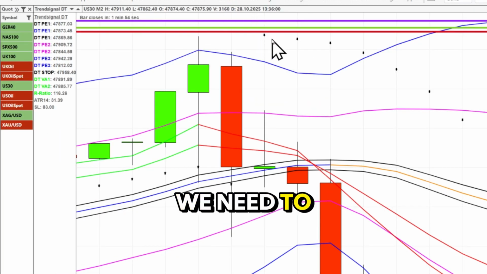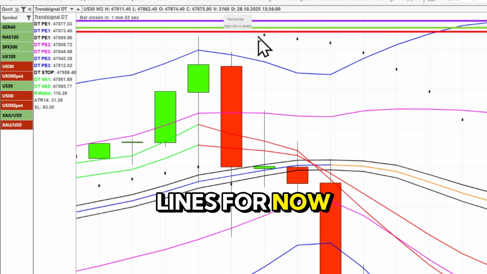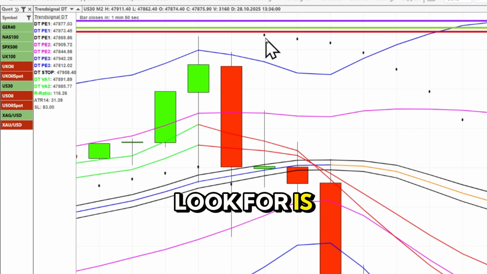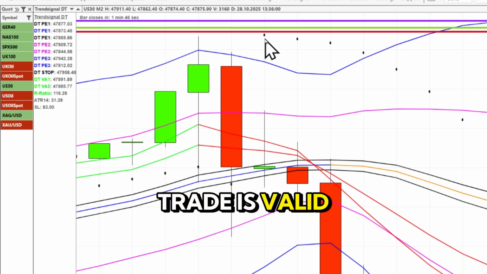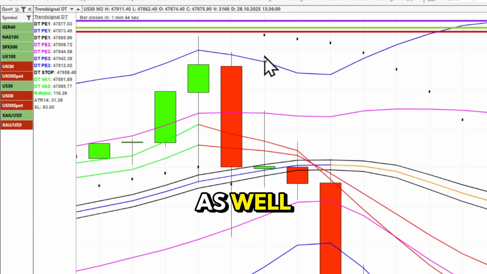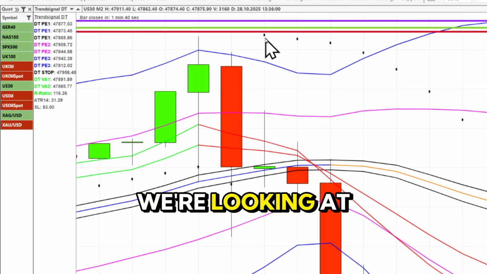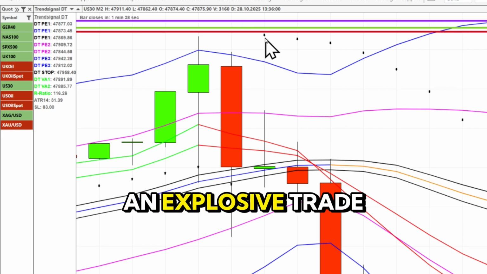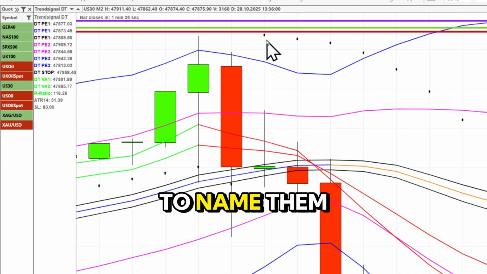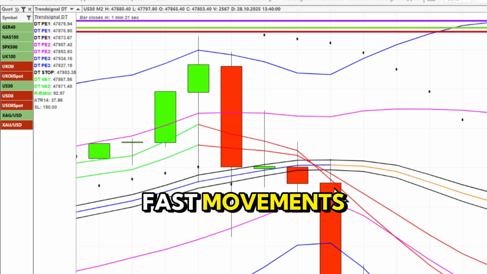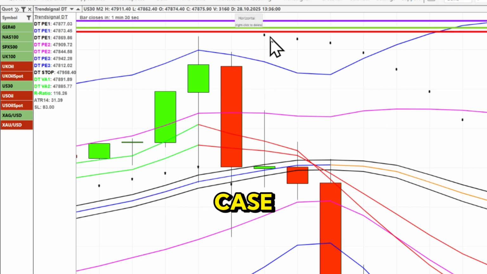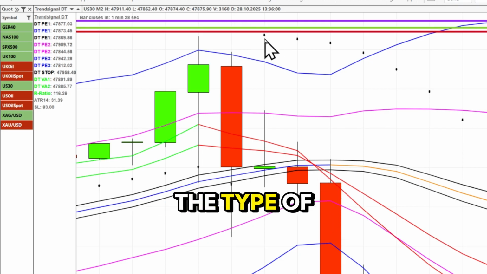The first thing we need to look for, and ignore these colored lines for now, is the arrow. The arrow tells us the direction of the trade, and if the trade is valid, it tells us where our stop loss should be as well. Because it's outside of this band, step one tells us that we're looking at a high energy trade, an explosive trade. There's a couple of different ways to name them. I like explosive because it gets the job across. Normally you're seeing fast movements, which is exactly what you see in this case. So that's step one. We've identified the type of trade.